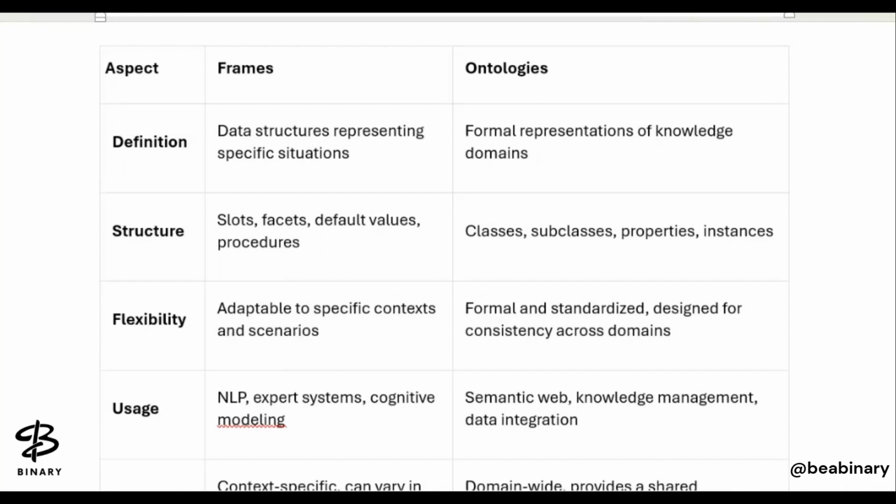So, can any one of you explain what an ontology is? Can anyone explain? We have discussed ontology.